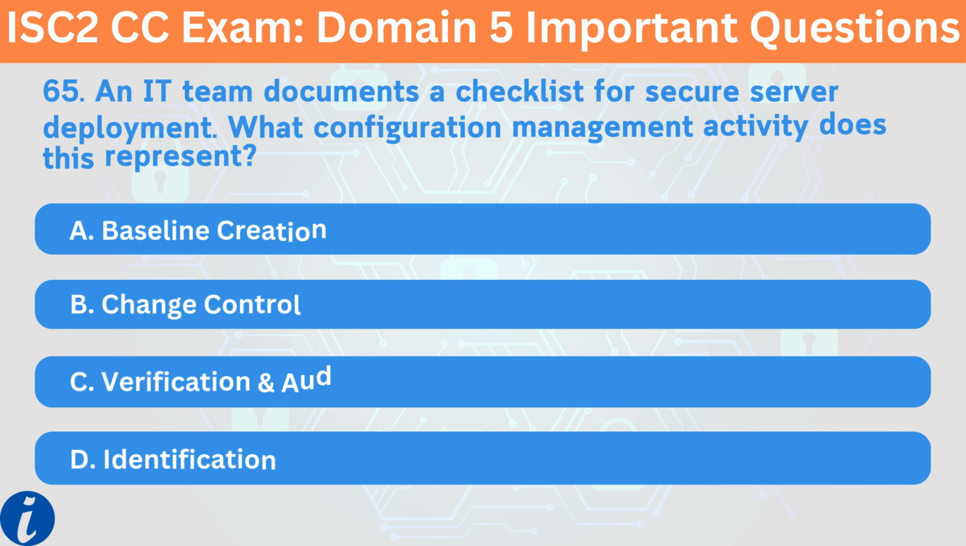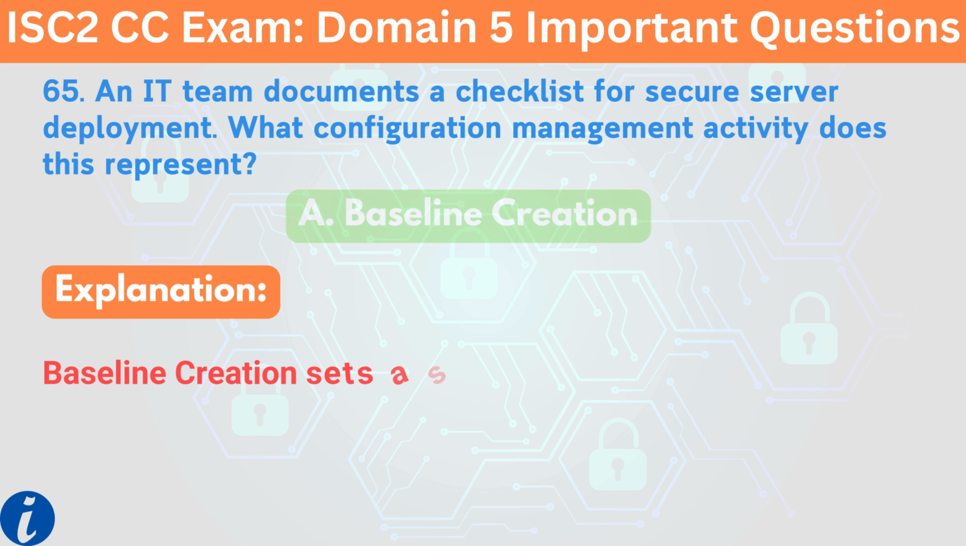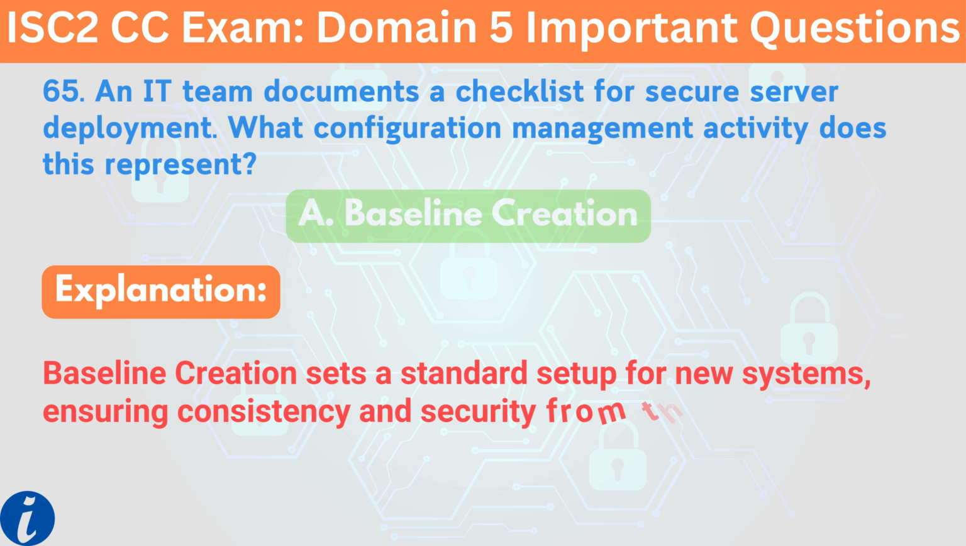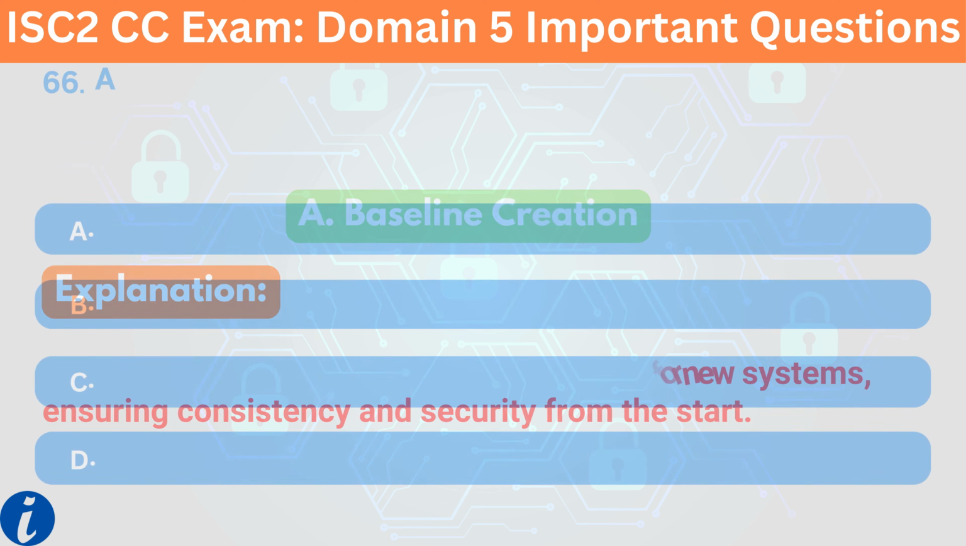65. An IT team documents a checklist for secure server deployment. What configuration management activity does this represent? A. Baseline creation. B. Change control. C. Verification and audit. D. Identification. The correct answer is A. Baseline creation. Explanation. Baseline creation sets a standard setup for new systems, ensuring consistency and security from the start.